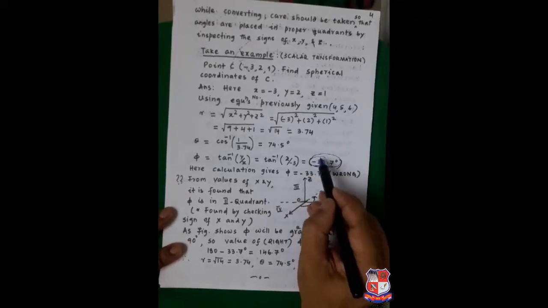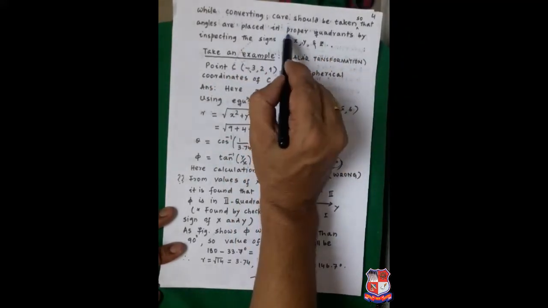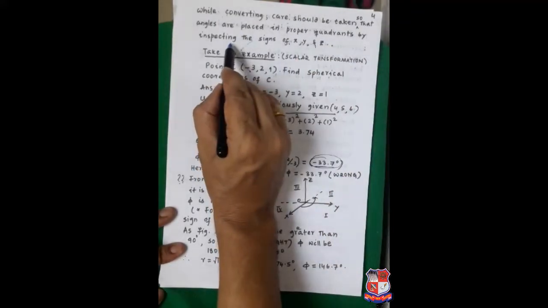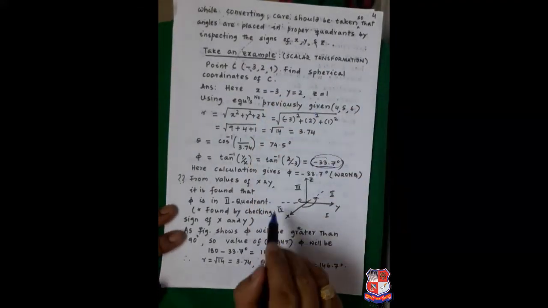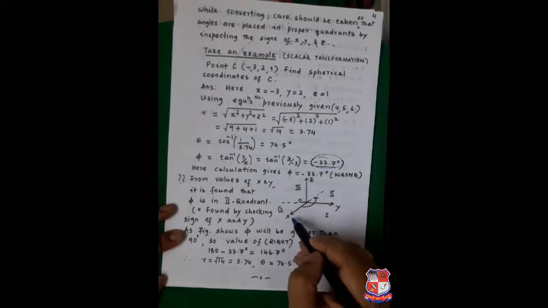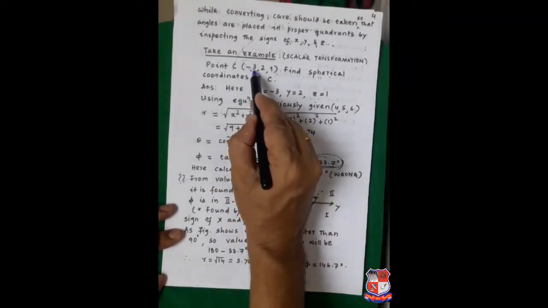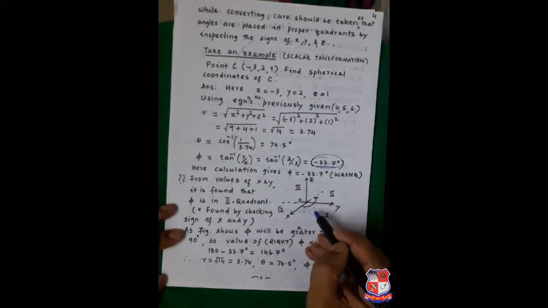Why is it not correct? Because I have already told you, whenever you are converting, you have to place the angles in proper quadrants by inspecting the signs of x, y, z. Signs means the symbol, whether it is minus or plus. Here I've drawn the figure with the Cartesian coordinates x, y and z. Since x is equal to -3, if this is the positive x side, this will be the negative x side, and y is positive, so the point will come here.